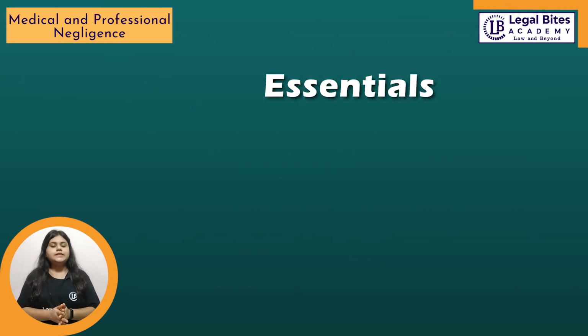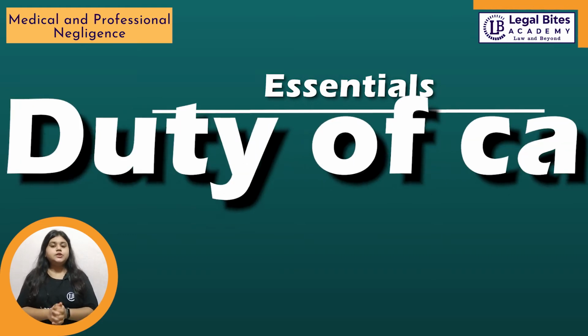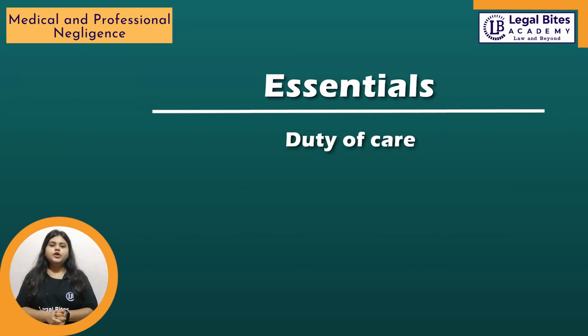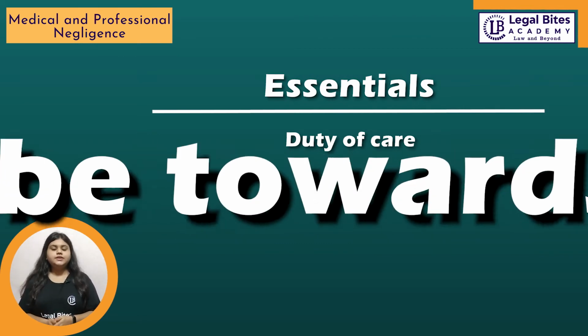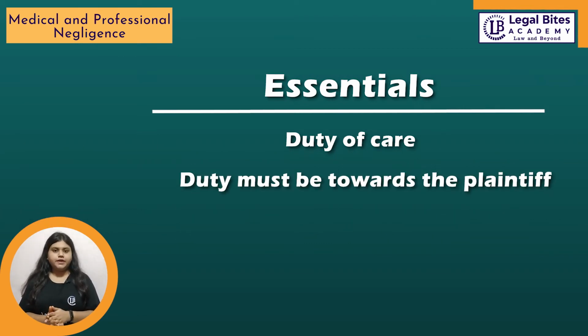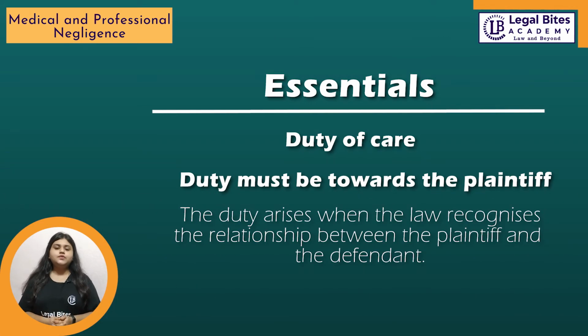Now coming to the essential elements of professional negligence. The first element is duty of care. A duty of care is a moral or legal obligation that ensures the safety or well-being of others. The second essential is the duty must be towards the plaintiff. The duty arises when the law recognizes the relationship between the defendant and the plaintiff and requires the defendant to act in a certain manner to the plaintiff.